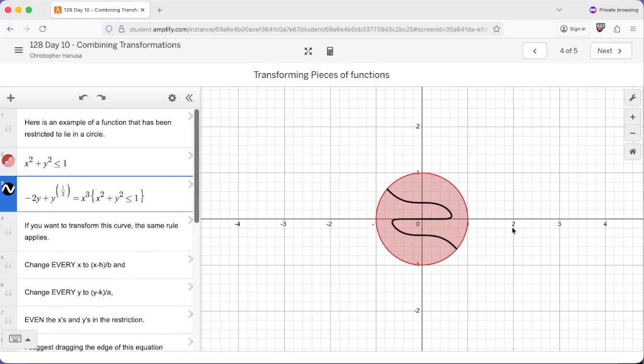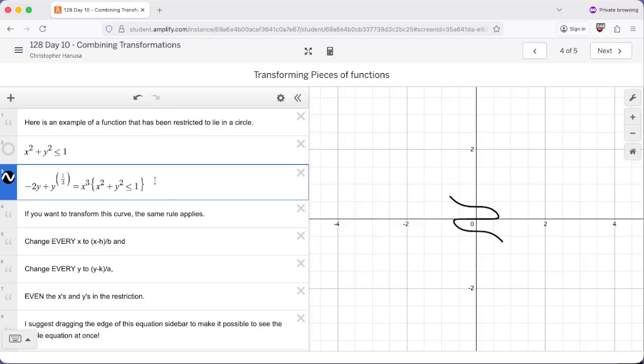And we've made the restriction of this function to be inside the circle. Okay, so now let's say we want to move, translate, dilate this shape, reflect it. What we need to do is change every single x to x minus h over b, change every single y to y minus k over a, and even the points in the restriction.